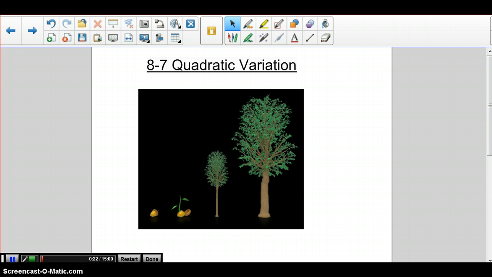And just to start off, you guys see this picture of trees growing. And I just wanted to show an example of how we see this in the real world. So the relationship between the usable height of a tree and the girth of a tree, so going around, and the volume of wood that it produces can be modeled by what we're going to learn about today, quadratic variation. Okay? So let's begin.